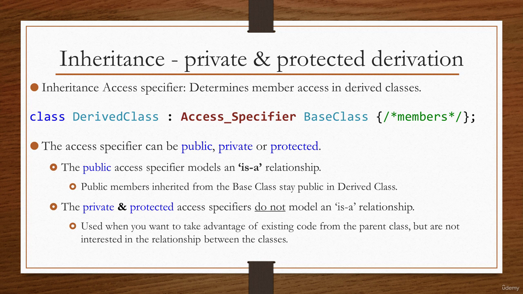So for example, the public access specifier models an ISA relationship. So a derived class is a base class, whereas the private and protected access specifiers do not model an ISA relationship. So a derived class is not a base class. So what does this mean? Well, if you do type checking, for example, with the cast operators, the access specifier will have an effect on that. It's not going to pass unless it is a public access specifier, which again models an ISA relationship.